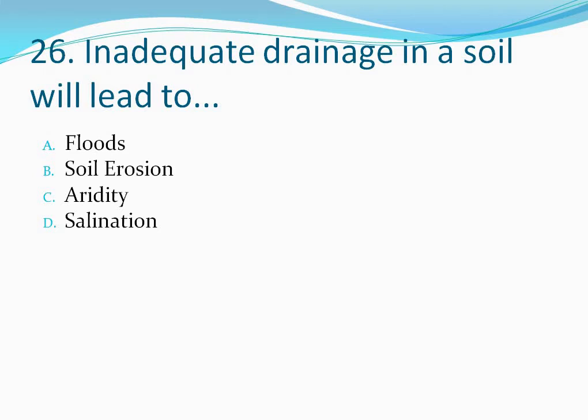Inadequate drainage in a soil will lead to. Your options are option A, floods, option B, soil erosion, option C, aridity, option D, salination. Inadequate drainage in a soil will lead to salination. So the correct answer is option D. Let's move to the next question.